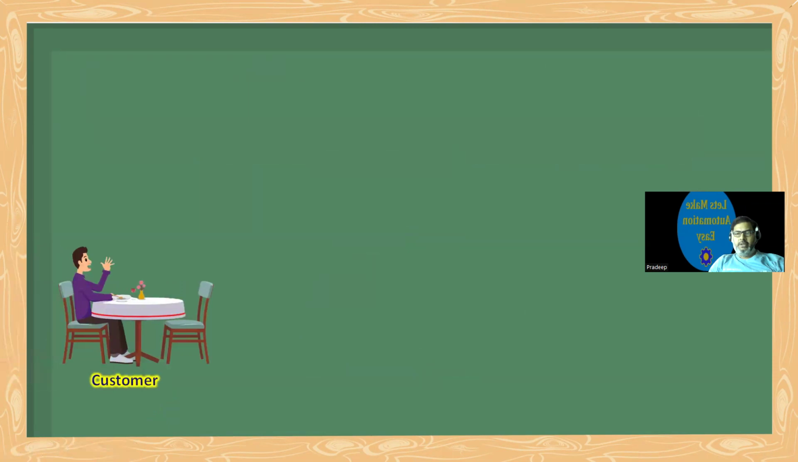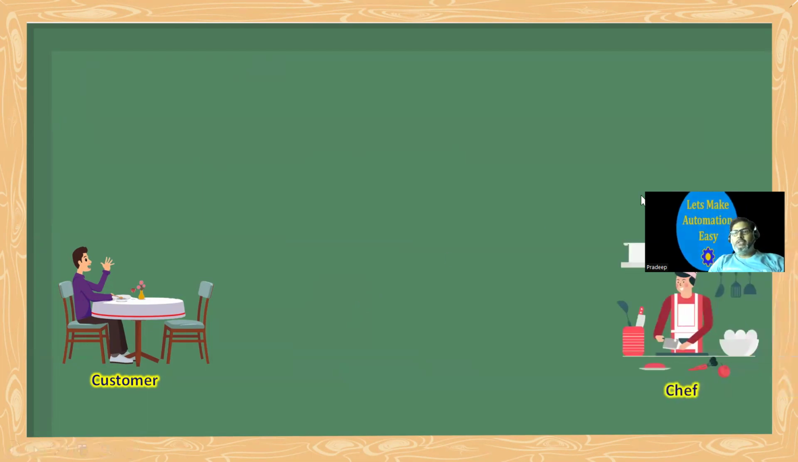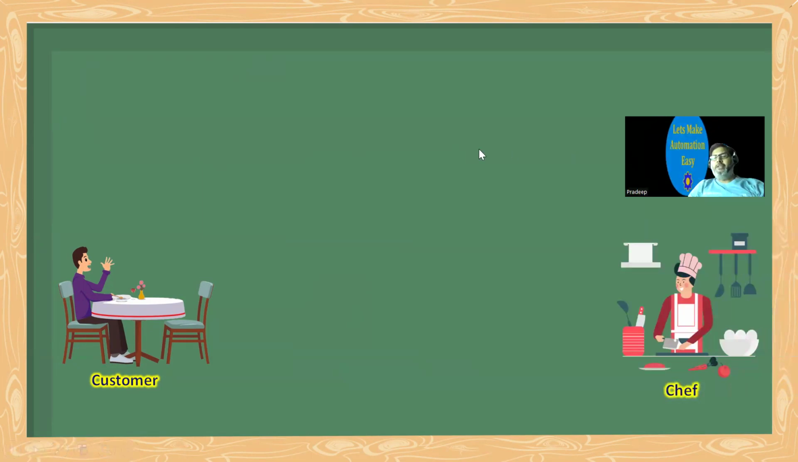Suppose, take the example of a restaurant. There is a customer and the customer wants to eat some dishes. So what will he do? He needs to order those dishes. Now, those dishes are prepared by a chef in the same restaurant. The customer cannot directly give the order to the chef, or you can say he cannot interact directly with the chef because the chef is working separately.